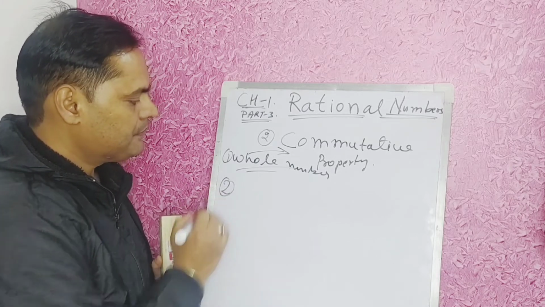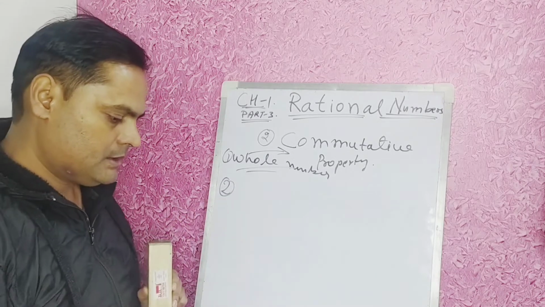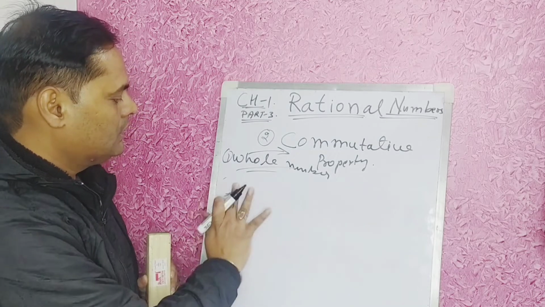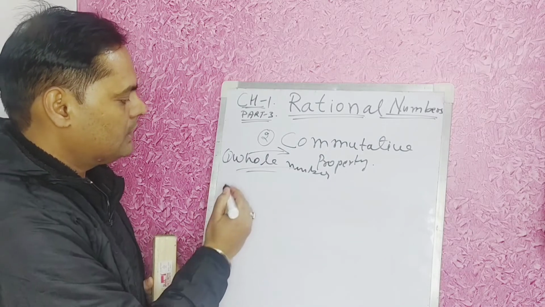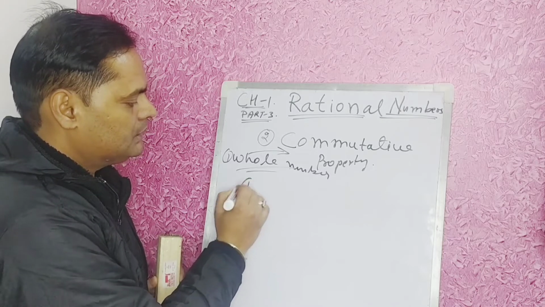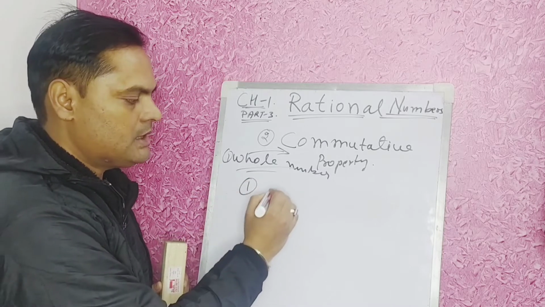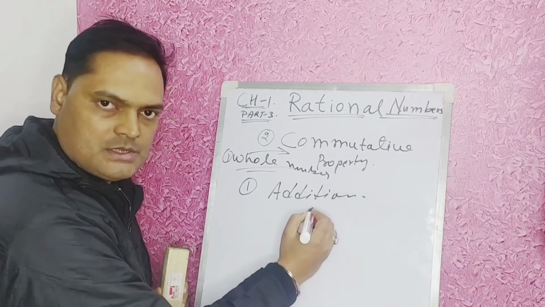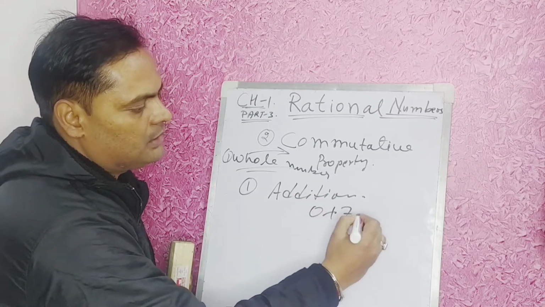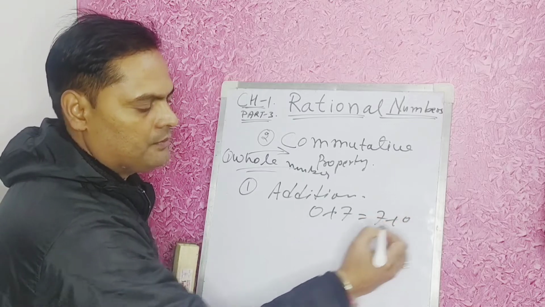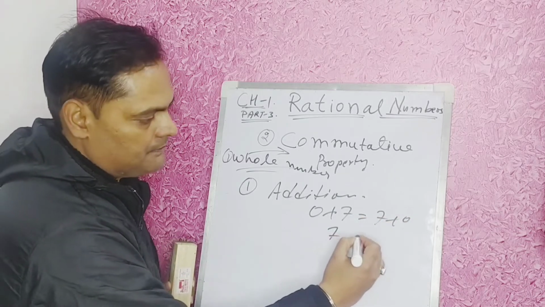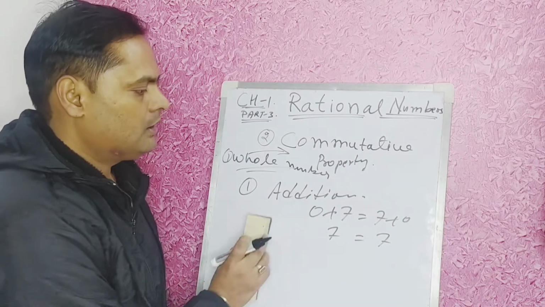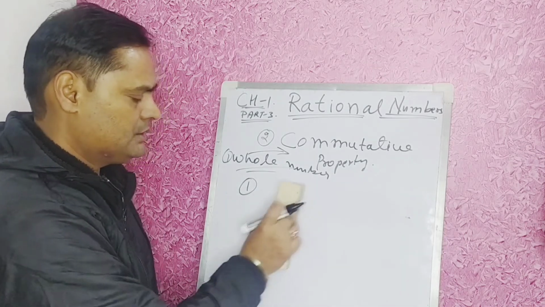Let's see the second one. Okay, this is the same whole number. Under that I have two things, like the first one is the addition, which I have just done. 0 plus 7 equals 7 plus 0. Okay, the answer is the same on both sides, so there is no impact in the commutative property in addition.